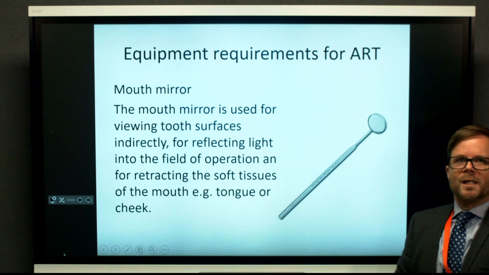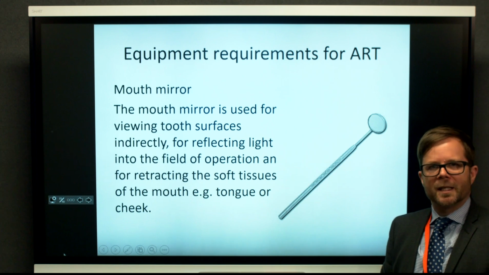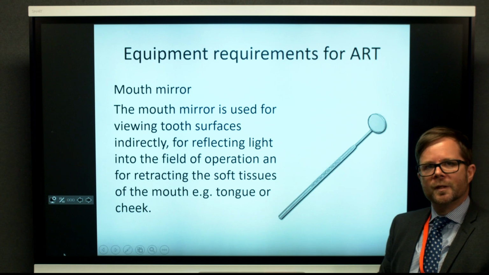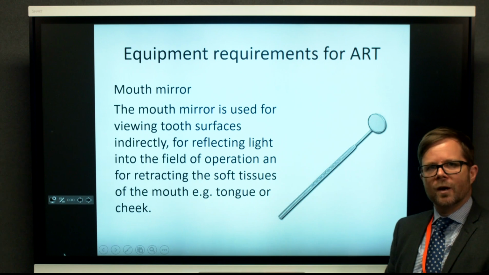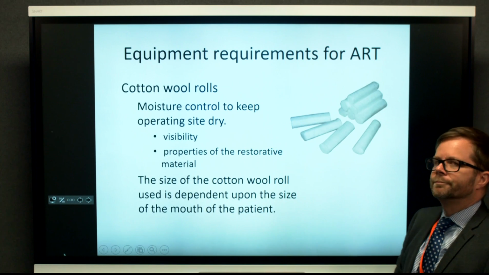So, of course, we would always have the mouth mirror, and that's used for viewing tooth surfaces, but also reflecting light. So, particularly if you're in the field, it's very important that you're able to reflect light into the mouth, and of course it can be used for soft tissue retraction.